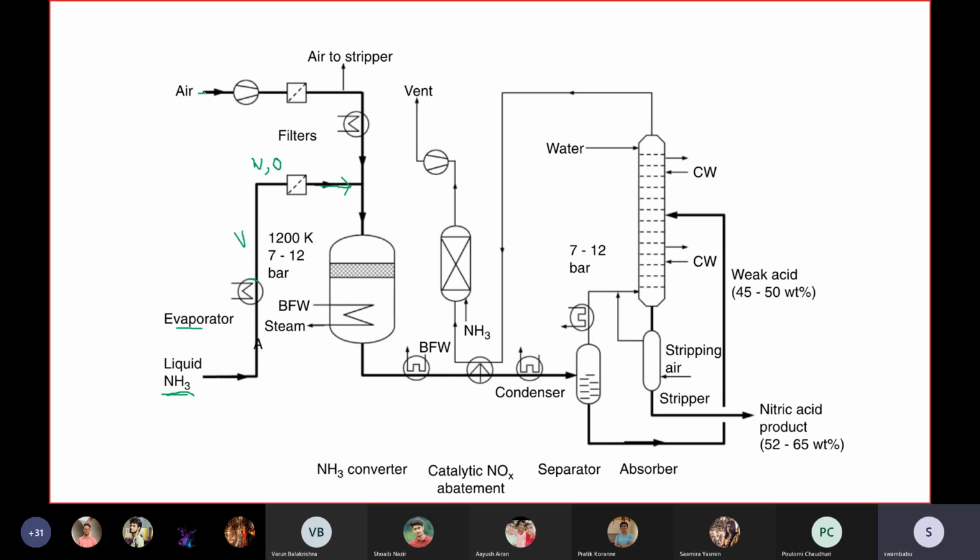Similarly, the air is compressed or pumped through this. Then it is again heated to the required temperature, because this favors high temperature. So again it is heated to high temperature, because the ammonia is coming at high temperature, the air also has to be at high temperature.